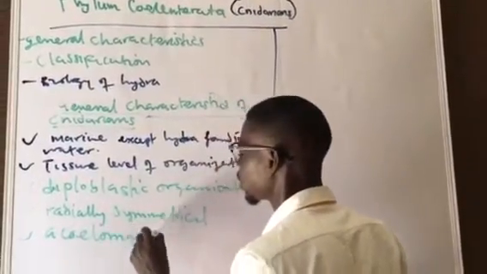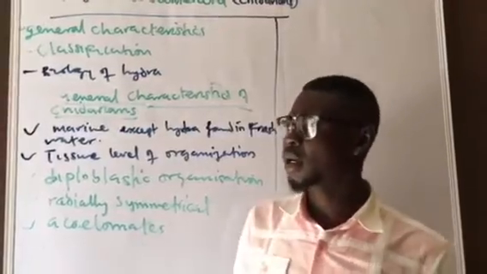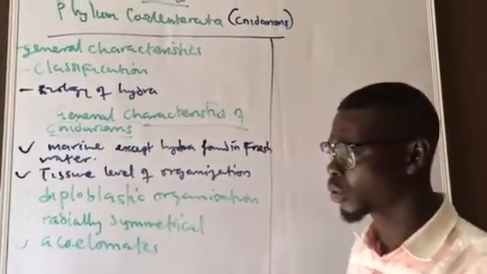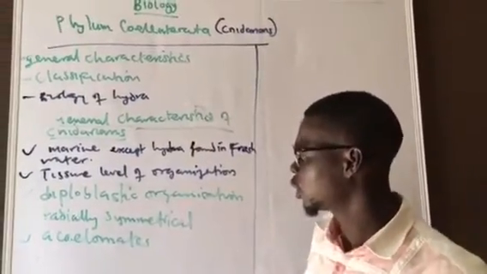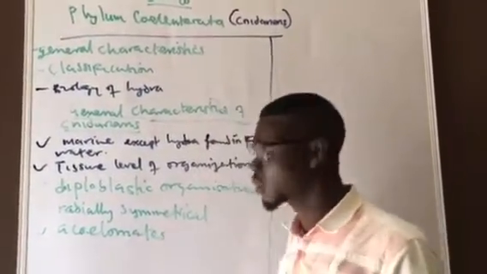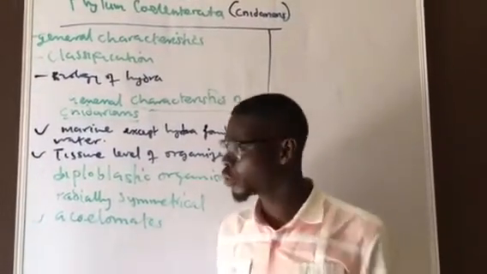They don't have a body cavity. They are filled with endodermal or mesodermal cells. They don't have empty space. They don't have a coelom.